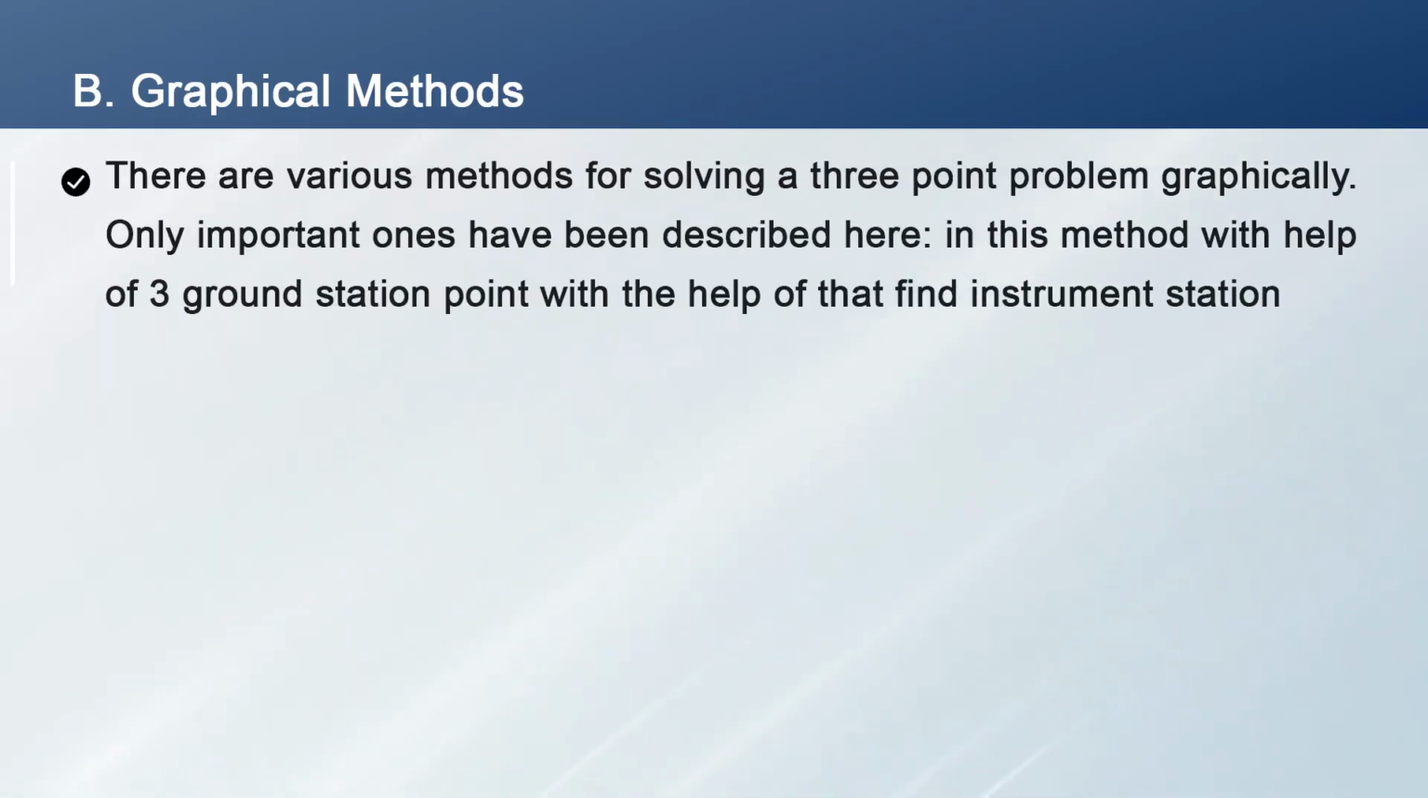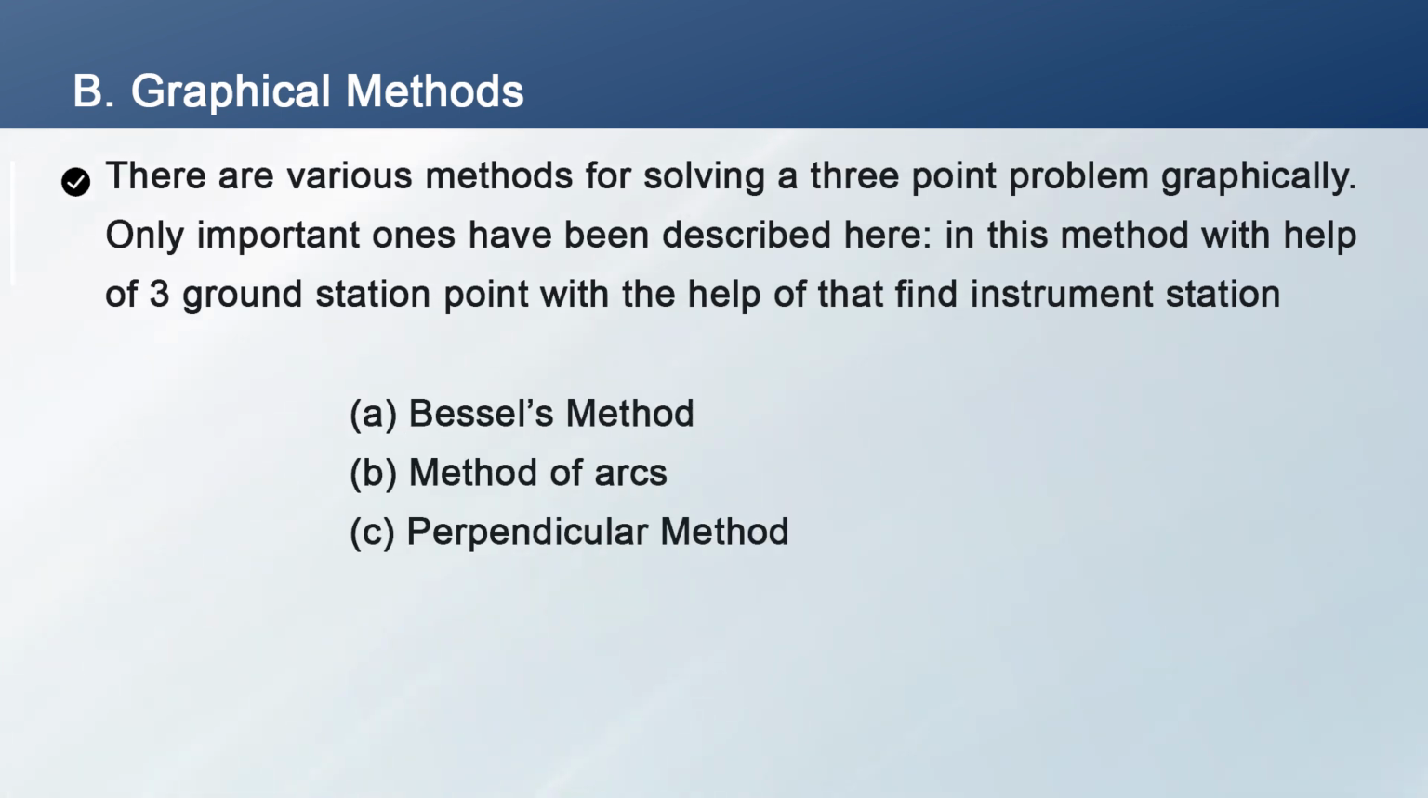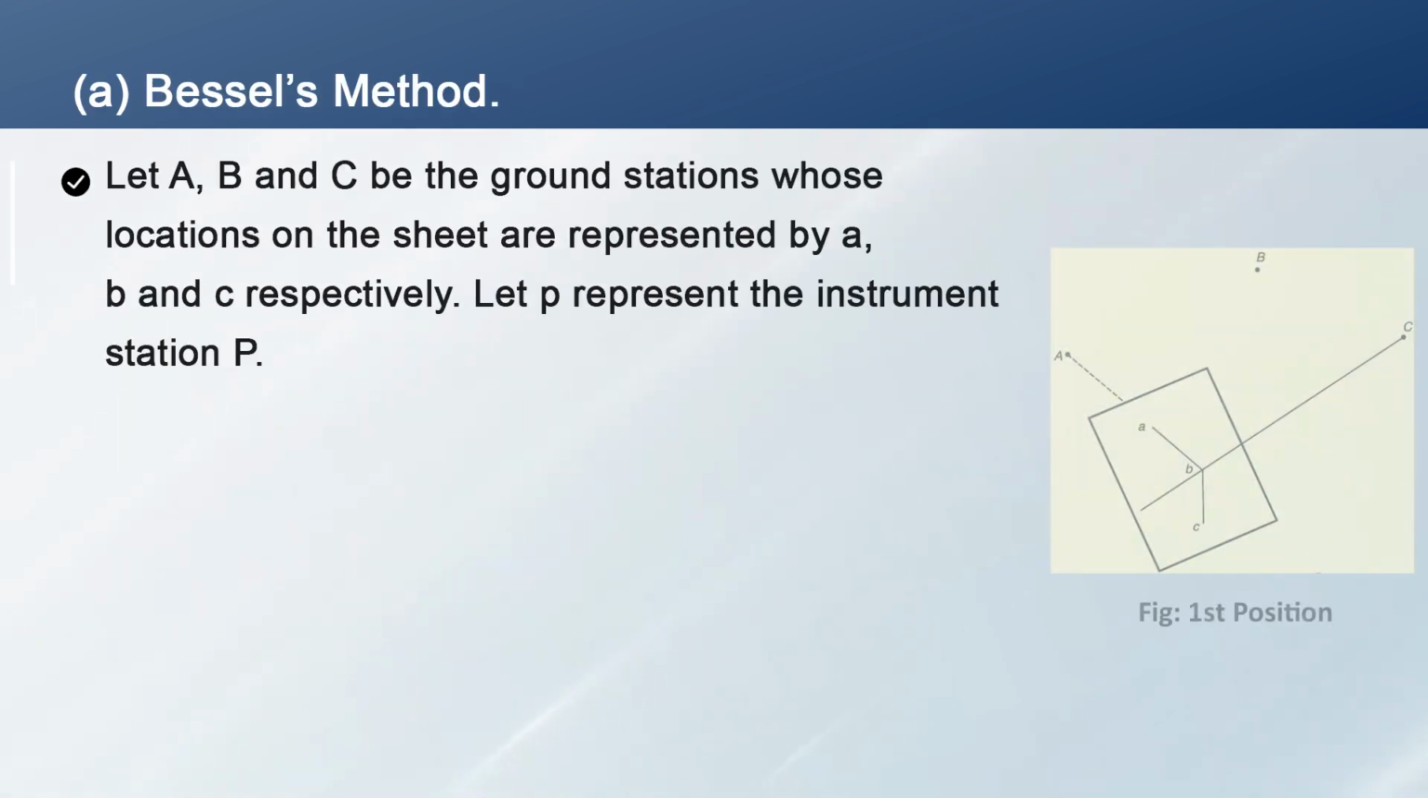Second, graphical method. There are various methods for solving the three-point problem graphically. Only important ones have been described in this lecture. In this method, with the help of three ground station points, find the instrument station. First one is Bessel's method, second is the method of arcs, third is the perpendicular method. Let's discuss the first one, Bessel's method.